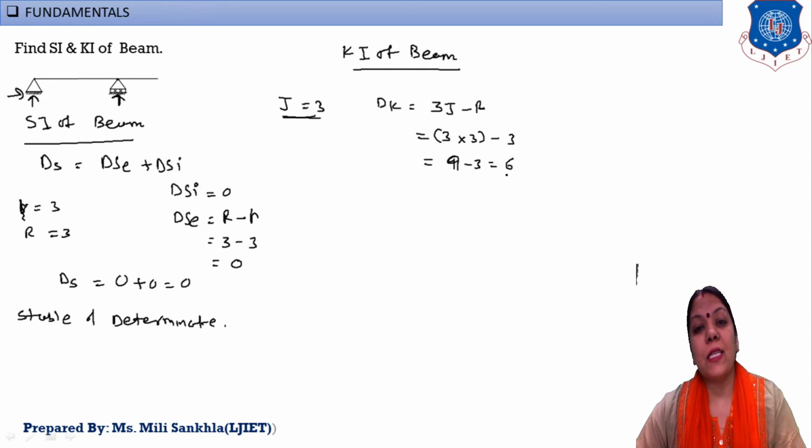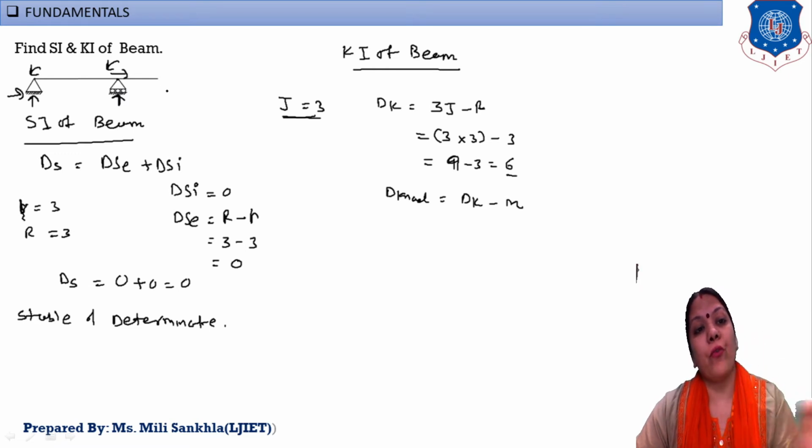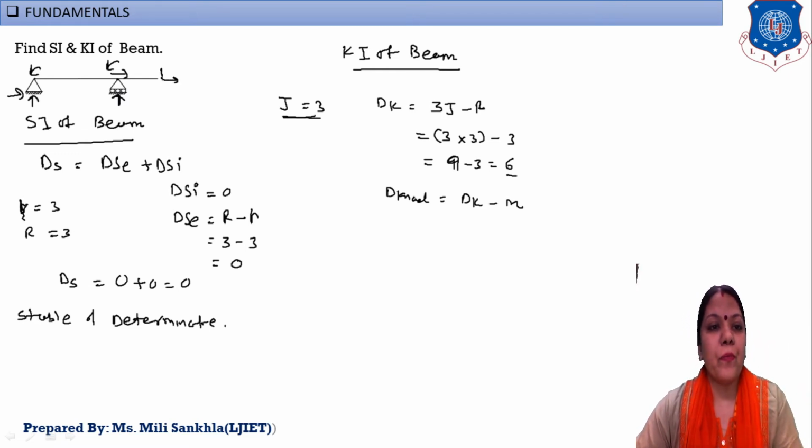Now our answer 6 is right or wrong. First we verify and then we find out dkNAD. Okay, and this dkNAD is equal to dk minus m. First of all 6. Okay, hinge support is allowing for moment, roller support is allowing for horizontal and moment, and this free joint is allowing for 3 degrees of freedom, that is horizontal, vertical and moment. Now count 1 2 3 4 5 6. Our answer 6 is right.